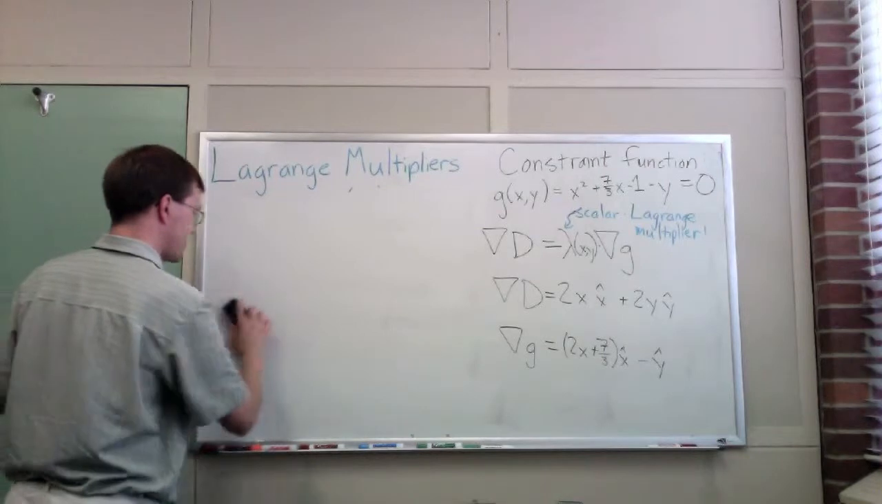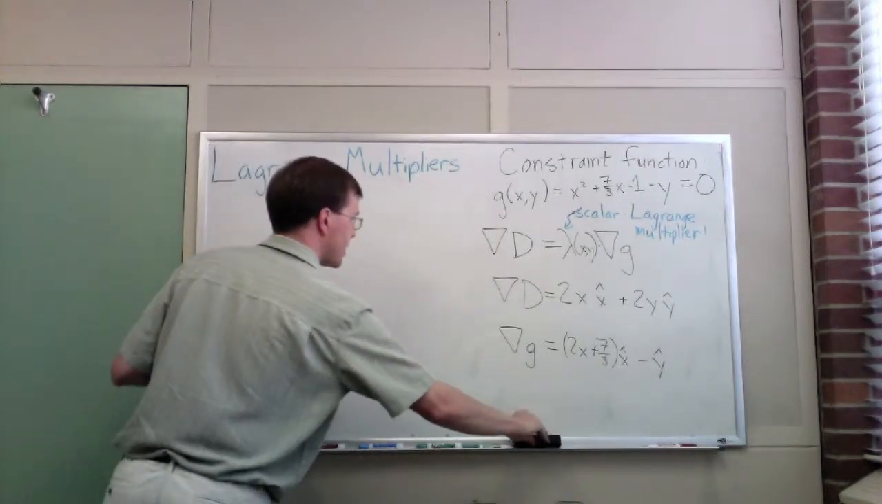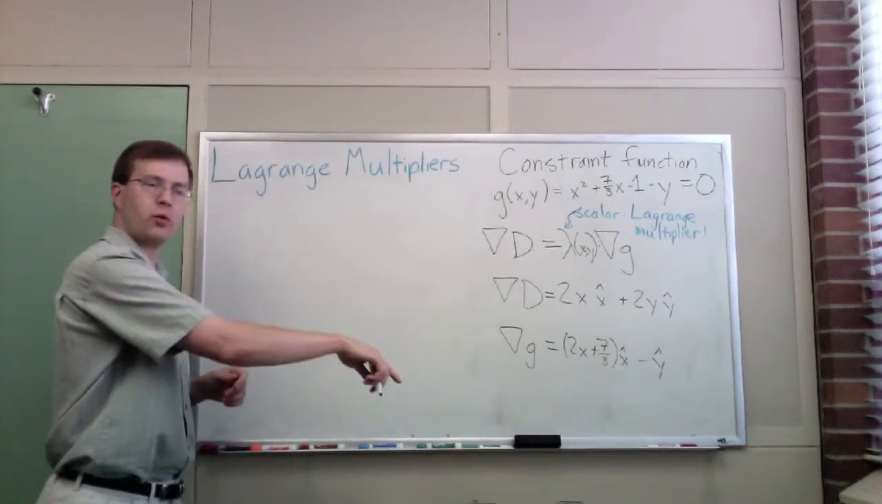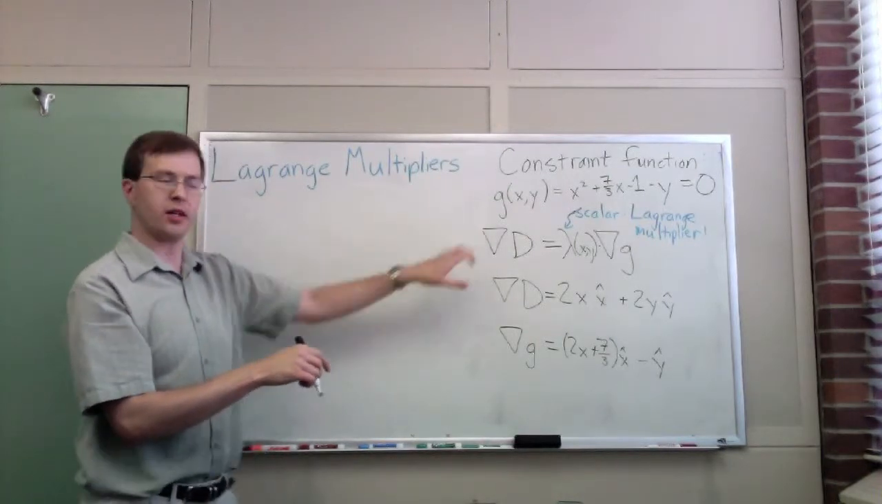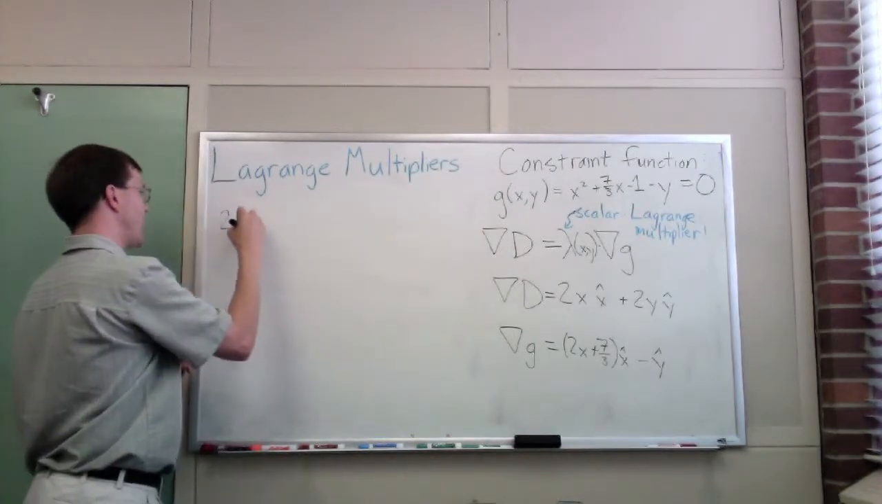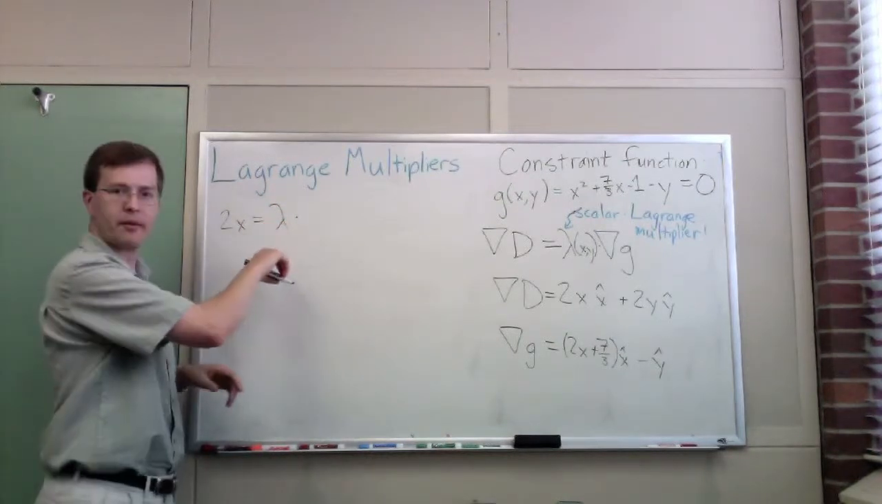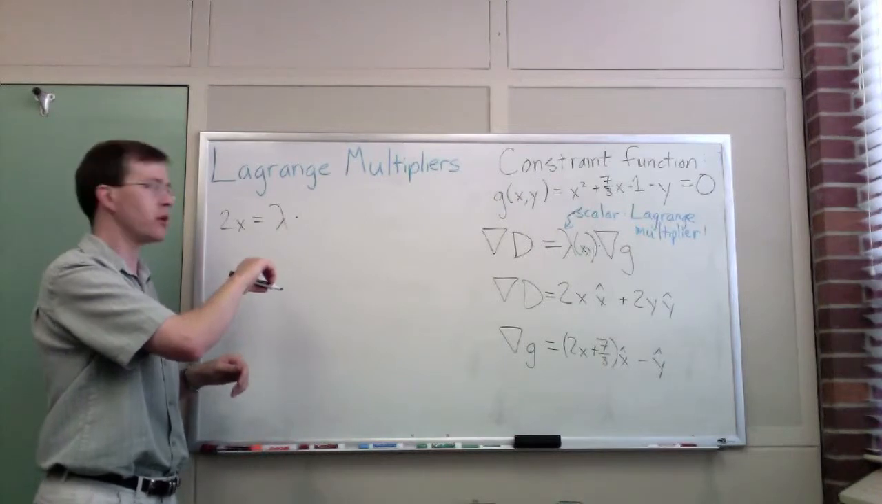We know what the problem is. We can do this. And so let's set these equal. Let's set the x components equal in this equation and the y components equal. X components, I get 2x equals lambda of x and y, but I'm not going to write the of x and y every time because you're smart.